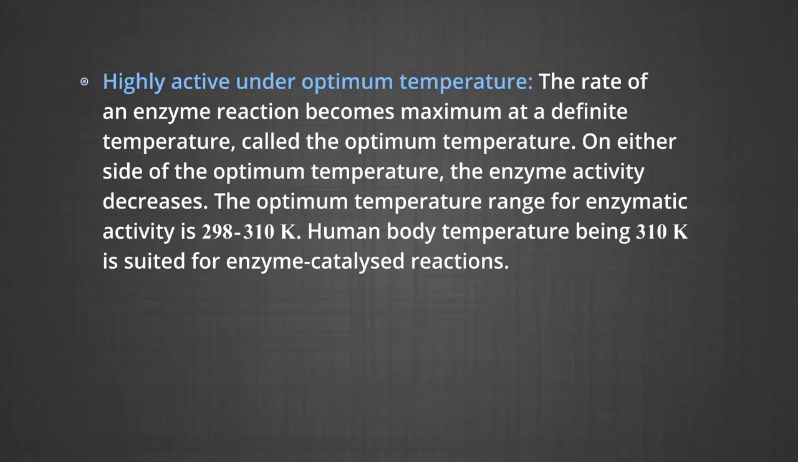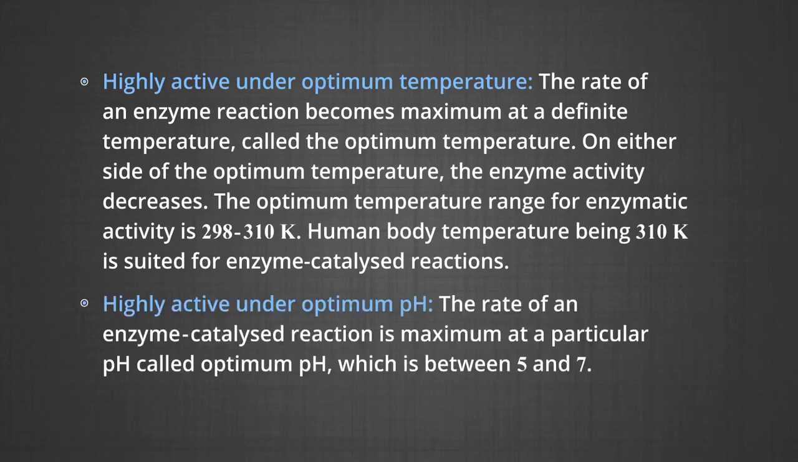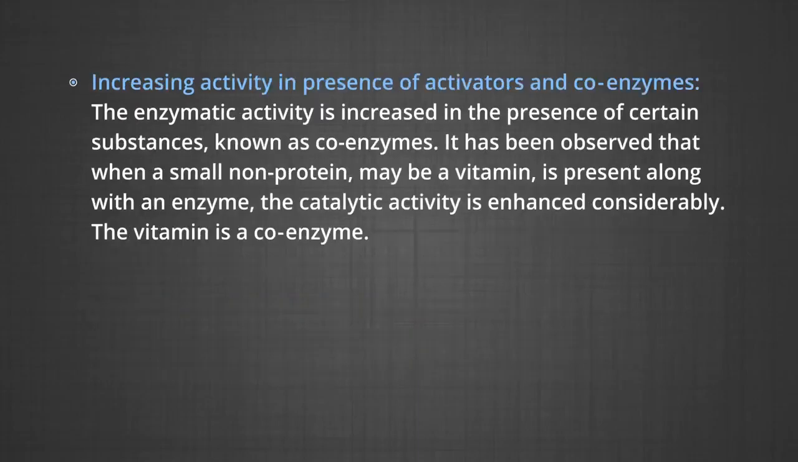The optimum temperature range for enzymatic activity is 298 to 310 Kelvin. Human body temperature being 310 Kelvin is best suited for enzymatic reactions. Number 4, highly active under optimum pH. The rate of an enzyme catalyzed reaction is maximum at a particular pH called optimum pH, which is normally between 5 and 7.